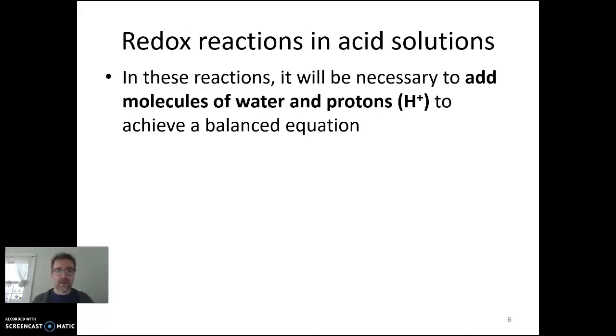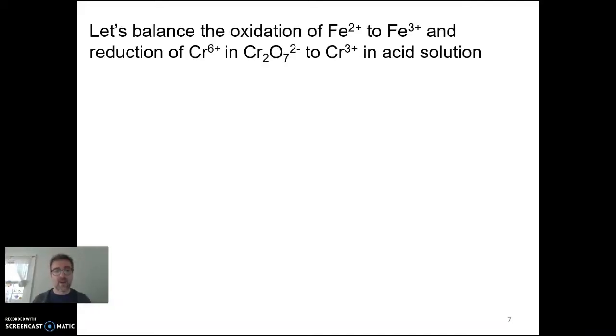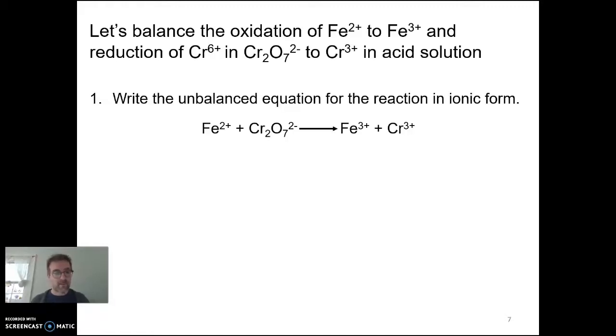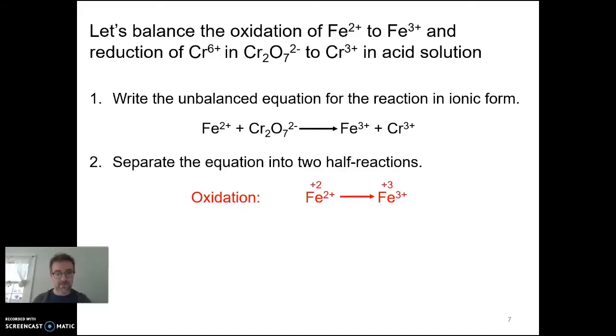Figuring out redox reactions in acidic or basic solutions is a much more complicated problem because we have to add molecules of water and stoichiometric equivalents of protons, or H+, to achieve the balanced equation. If we have the oxidation of Fe2+, iron 2+, to iron 3+, and then we have the reduction of chromium 6+, in a Cr2O7 2- dianion to Cr3+ in an acidic solution, we first write the unbalanced equation for the reaction, and we separate the equation into half reactions. We have the oxidation part, that is losing electrons, and the reduction part, that's gaining electrons.